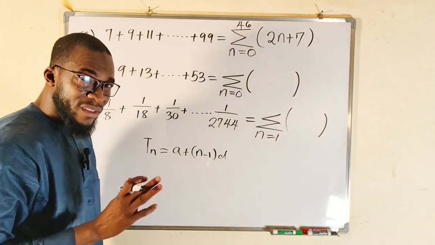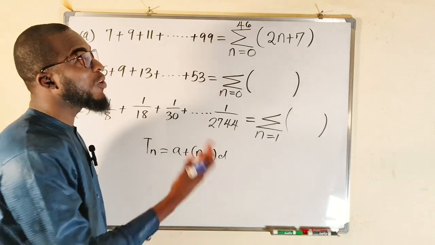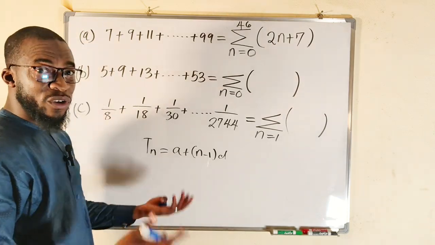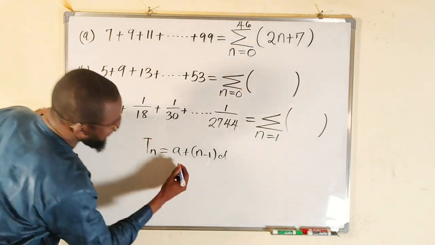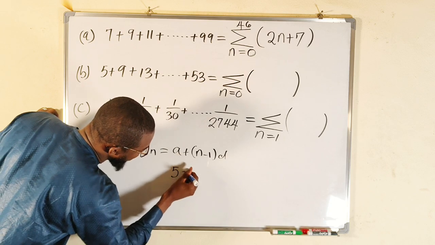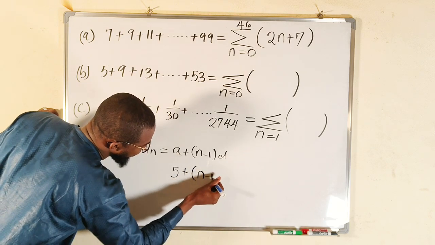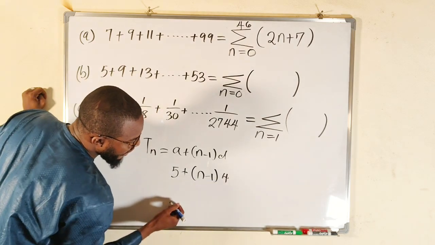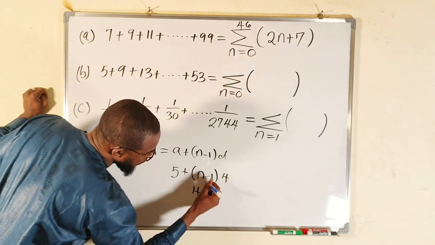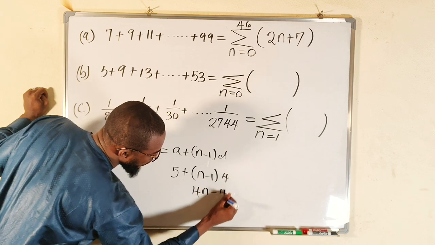This is not always the case. Sometimes you may get, what do we call it? Geometric progression and so on. So if a is 5 plus n minus 1, d is 4. We have 4 times n is 4n. Negative 1 times 4 is negative 4.